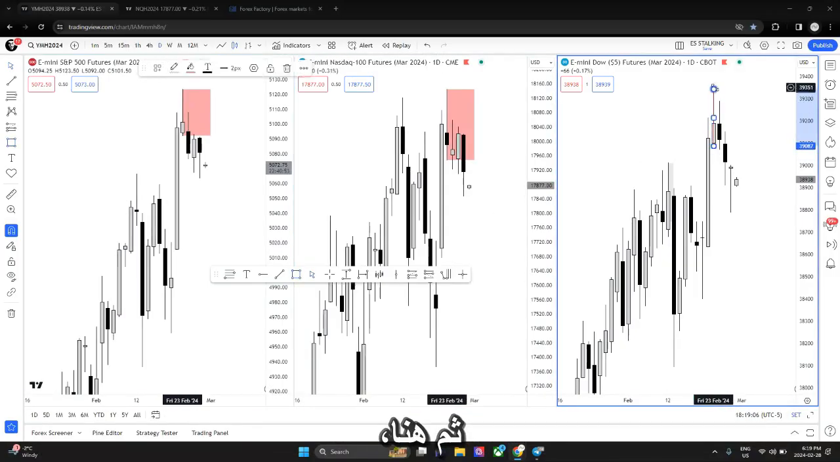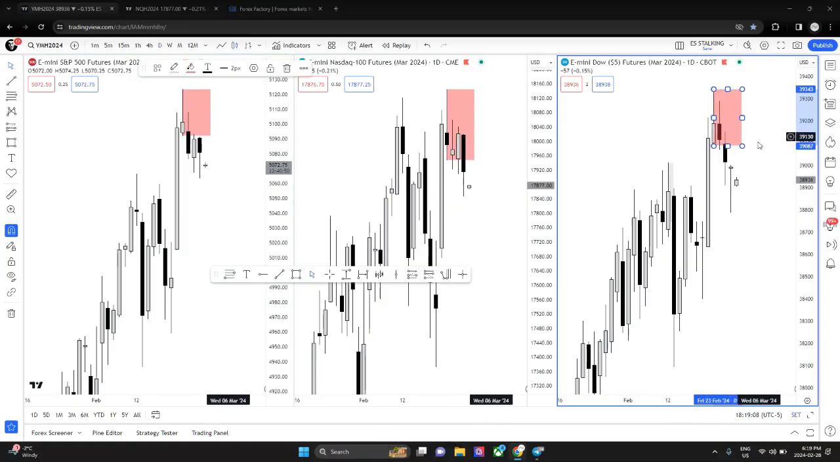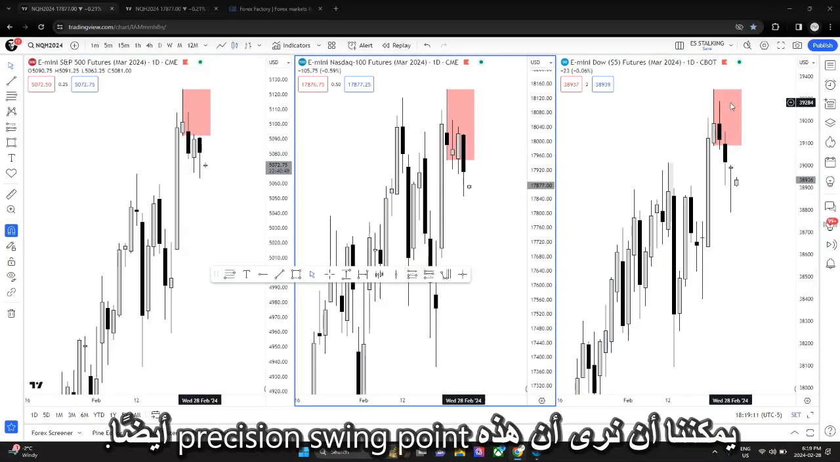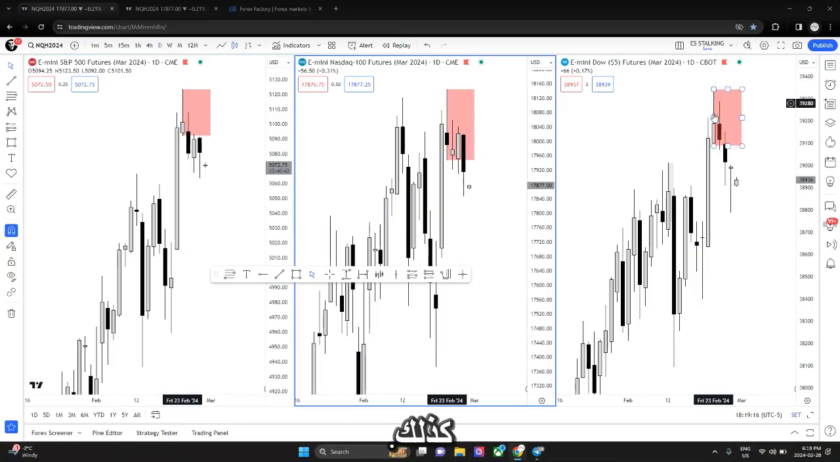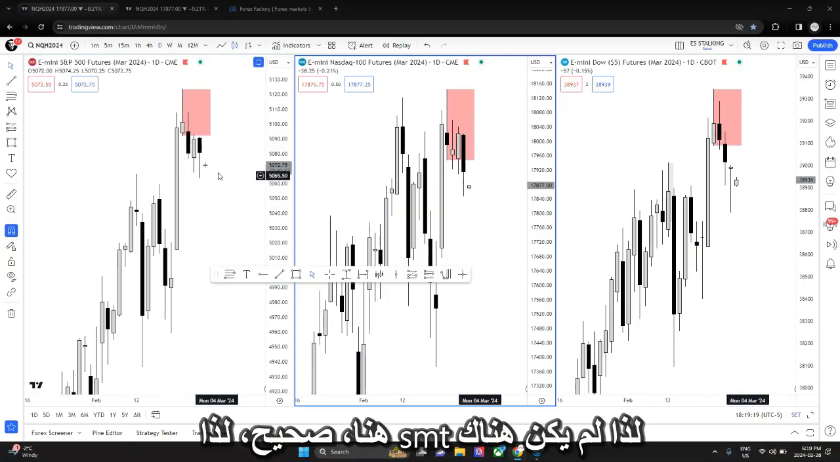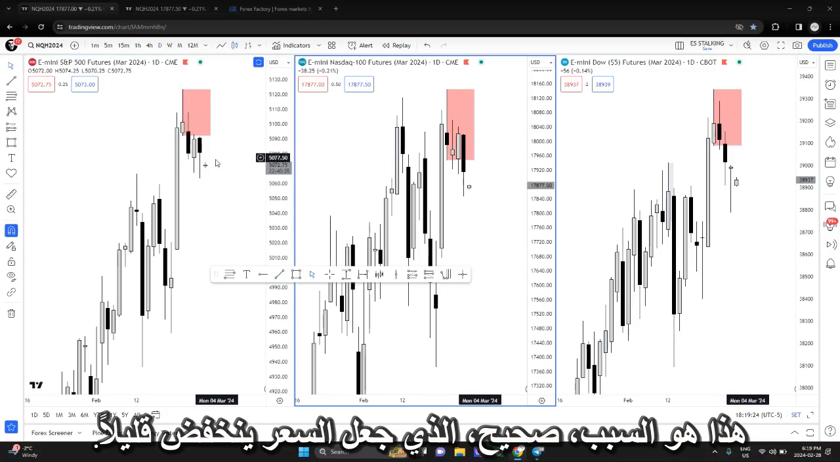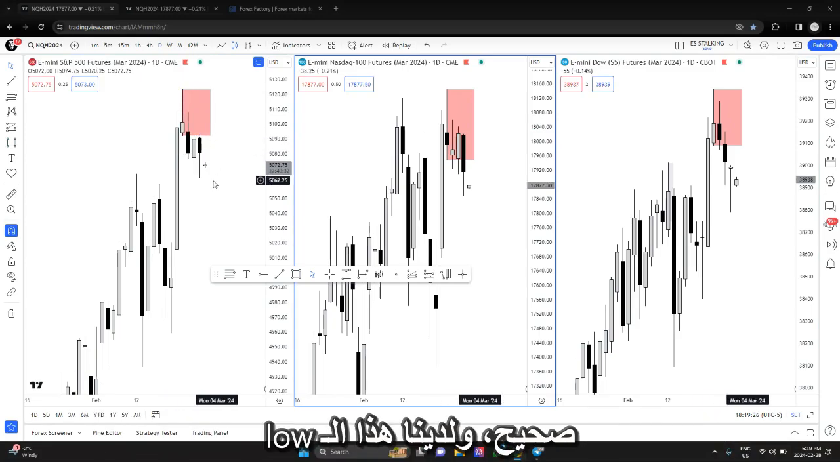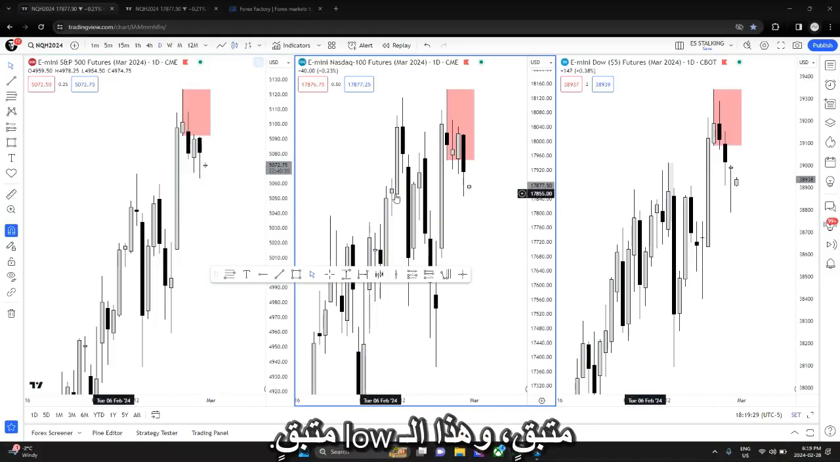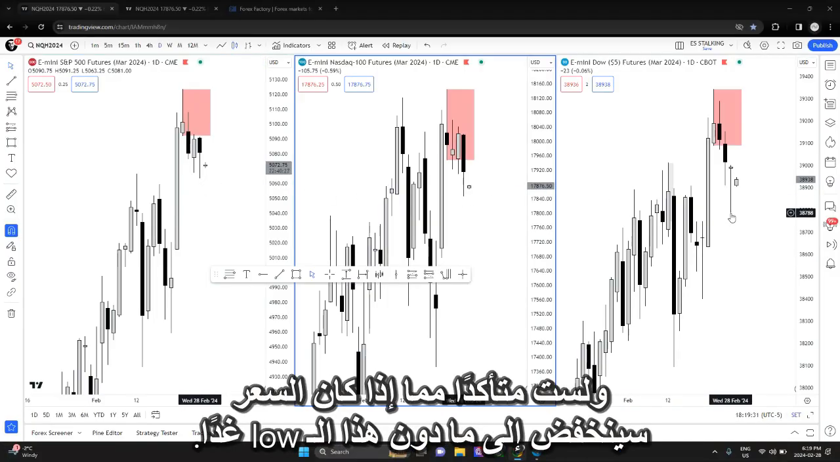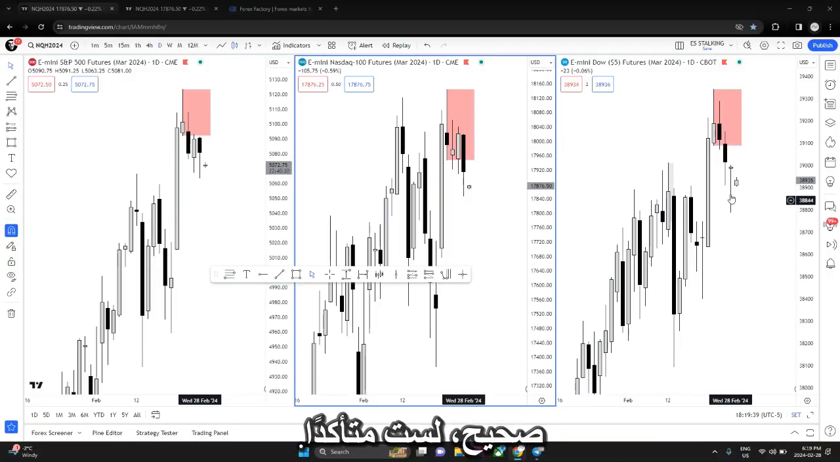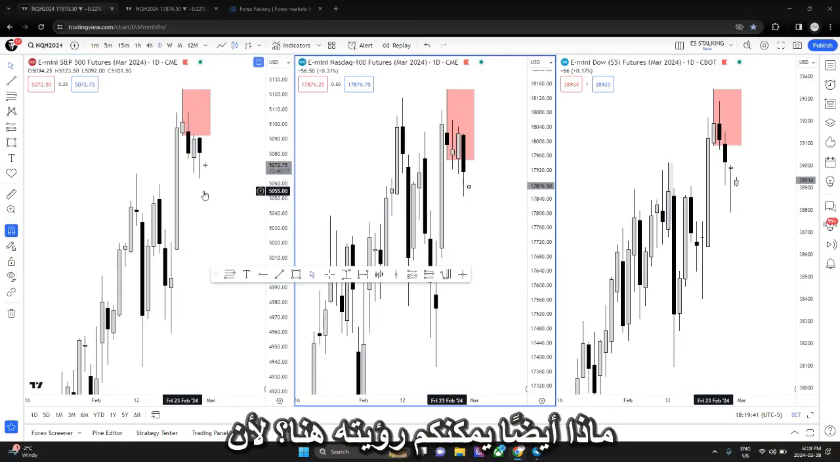Now over here, we can see that this is a precision swing point as well. So there was no SMT here, right? So this is why we had price drop a bit, right? And we have this low left, and I'm not sure if price will go below this low tomorrow, right? Not sure. And currently, what else can you see right here?